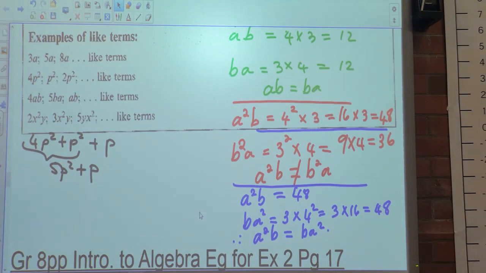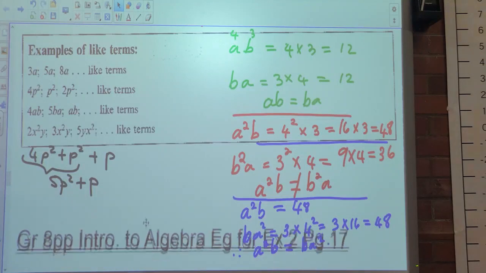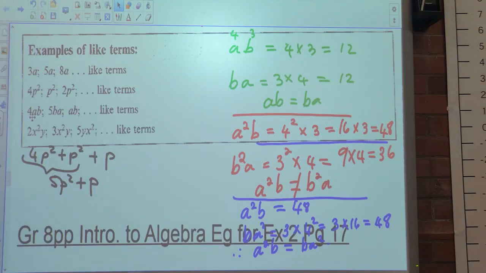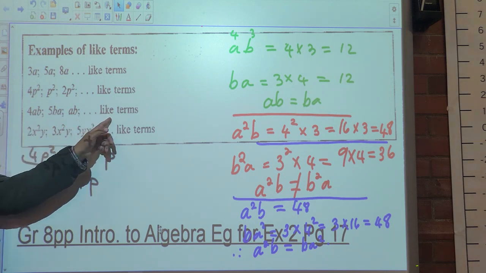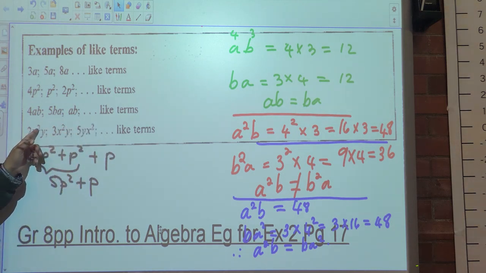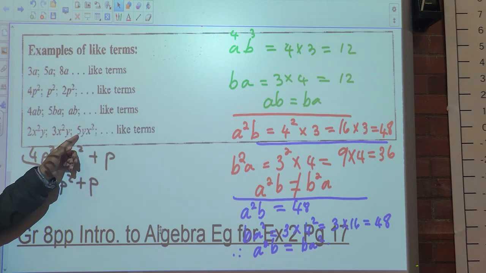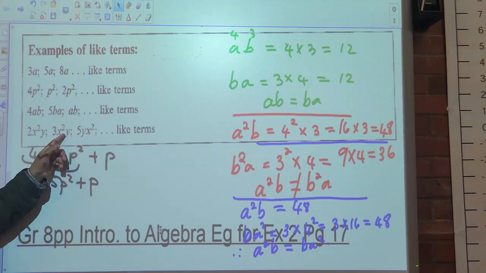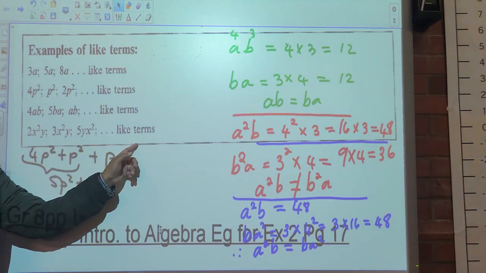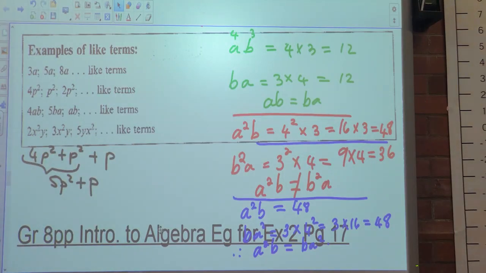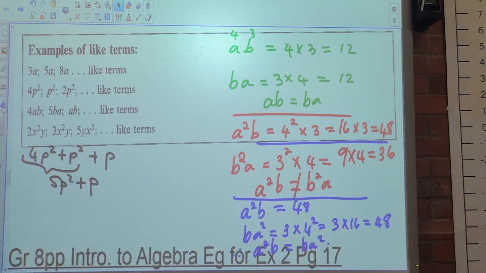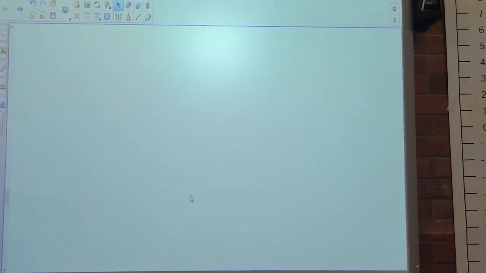Right. Looking here again, you've got 4AB, 5BA, and AB. Like or unlike? Like. You've got 2x squared y, 3x squared y, 5y x squared. Can you see the x is still being squared in each? So these are like terms. Alright, you guys understand? With that, you should be able to do exercise 2 on page 17.